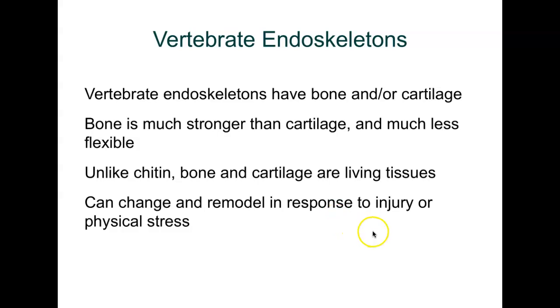The second important property of the vertebrate endoskeleton is the ability to grow from the inside. Bone and cartilage are living tissues. That means that they can grow and they can also heal in case they're injured.